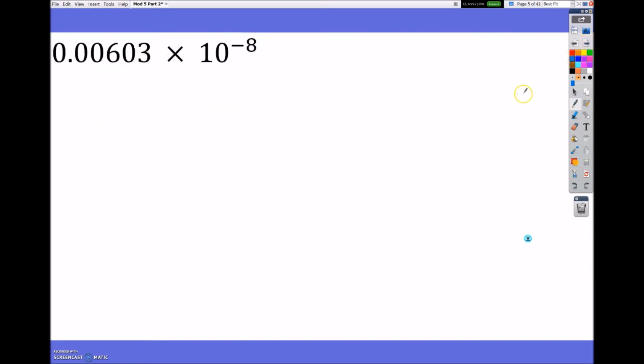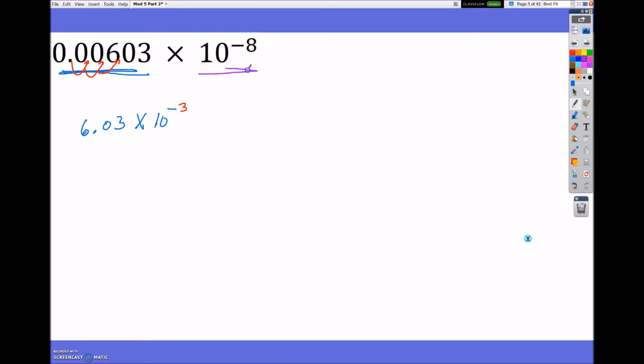So looking at this one, we're going to do the same thing. I'm going to first start by just looking at this 0.00603, and I'm going to turn it into scientific notation. It's a smaller number, so I know I'm going to have a negative exponent. So the first thing I want to do is write this number between 1 and 10. So it's going to be 6.03. And then I'm going to multiply it by 10 to the negative something power. In order to figure out what that power is, it's going to move it over once, twice, 3 times, so it's going to be the negative third power.